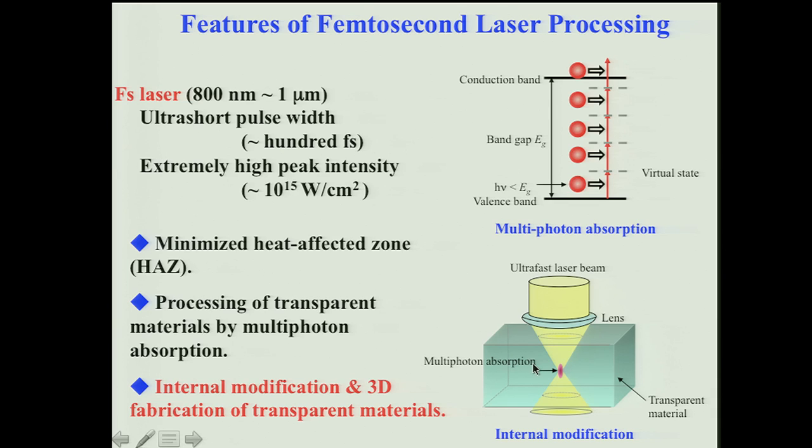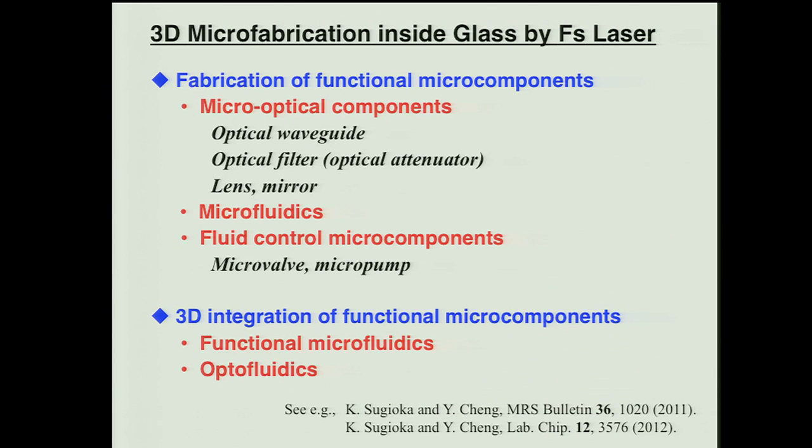And here, if we focus the femtosecond laser beam at an adequate pulse energy inside the transparent material like this, internal modification and three-dimensional fabrication of transparent materials, such as glass, can be performed. By using this feature, the femtosecond laser can directly fabricate functional microcomponents inside the glass material. The functional microcomponents that can be fabricated inside the glass using the femtosecond laser include micro-optical components such as the optical waveguide, microfilters, optical filters, micro-lens, micro-mirror, and microfluidics and fluid control microcomponents such as the micro-valve and micro-pump. And these functional microcomponents can be easily integrated into a single glass chip for realization of functional biochips.